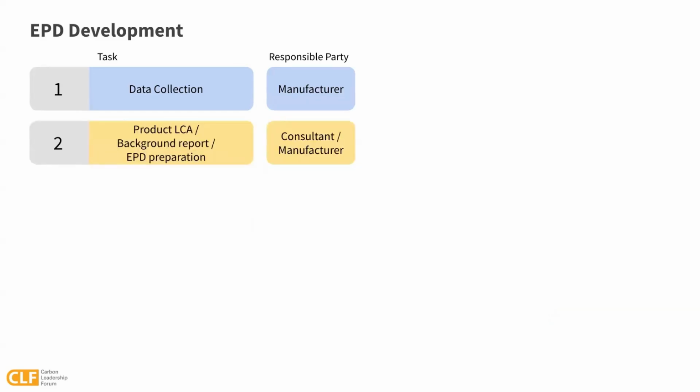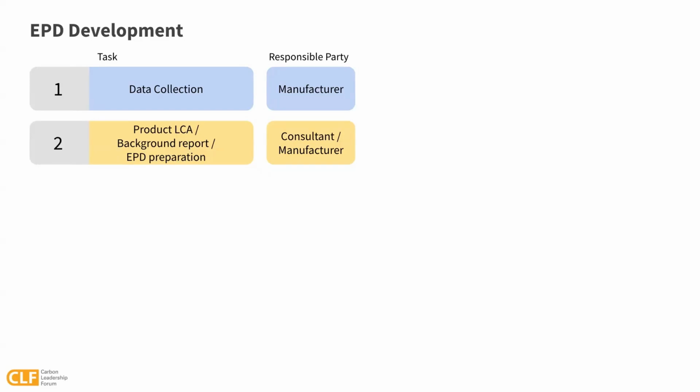Next is conducting the product LCA and preparing reports. This means building the LCA model and, as described in the previous Intro to LCA video, combining the manufacturer's collected foreground data from step 1 with LCA model background data to generate results. LCA consultants typically do this work, though some manufacturing companies have their own staff that conduct the LCA.